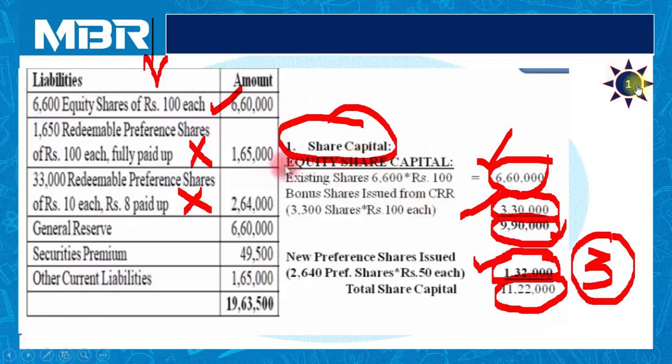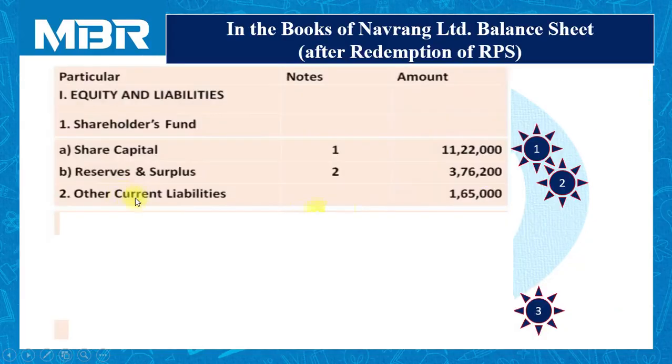It is information of liability side of the balance sheet, so we have to insert it on the equity and liabilities part of the vertical balance sheet. So we have inserted other current liabilities on equity and liabilities part. Total of the balance sheet for equity and liabilities part is rupees 16,63,200. Now let us move to the second part of the balance sheet.